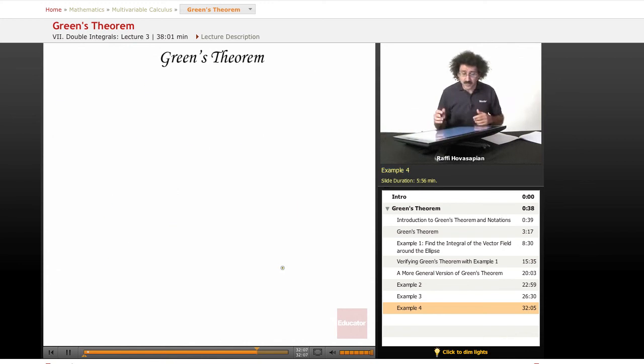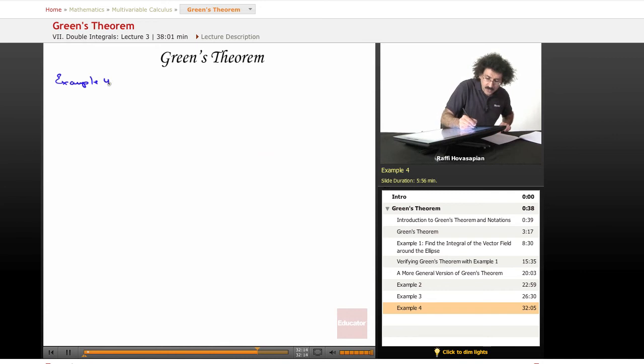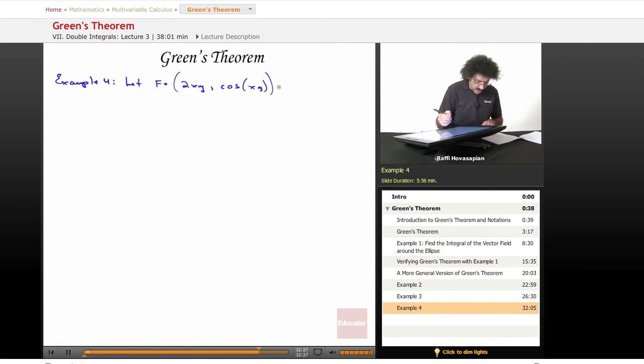With one more example, just to solidify everything in our minds. So we have example 4. Now, this time, we will let f equal 2xy and cosine of xy. Okay.